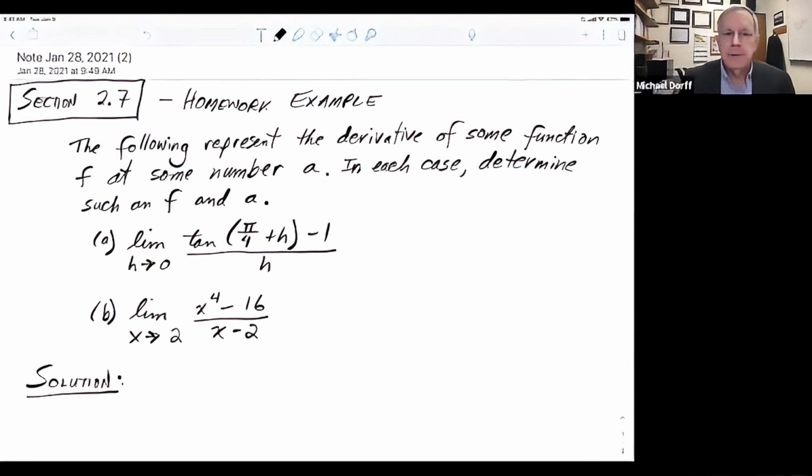We're in section 2.7, and we're going to look at the following example that's like a homework problem. In this problem, we're given two parts, and in each part, we're supposed to determine a function f and some number a so that what we have in part B represents the derivative of that function we find at the point a.